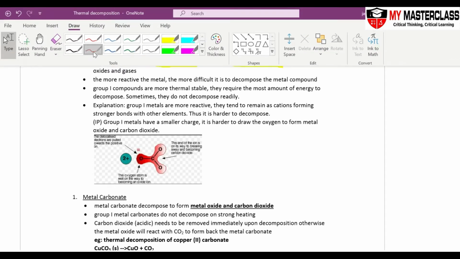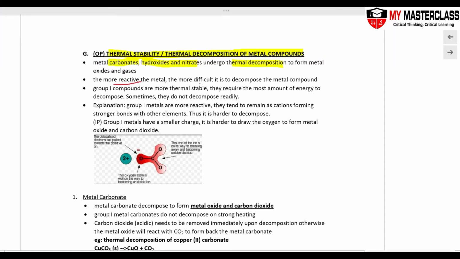Okay, general idea: the more reactive, the more difficult it is to decompose. So my group 1 are the most reactive metals, right? They are thermally stable, they require the most energy to decompose. They actually do not decompose readily. Explanation: group 1 metals are more reactive. They tend to remain as cations. They form stronger bonds with other elements. It is harder to decompose.